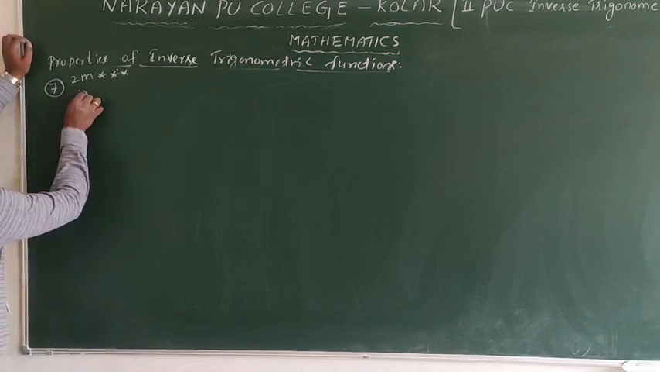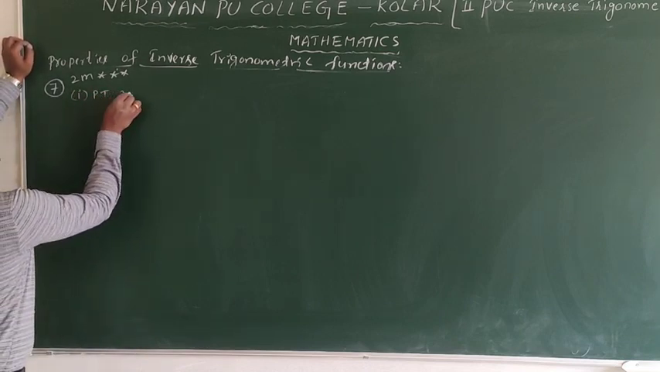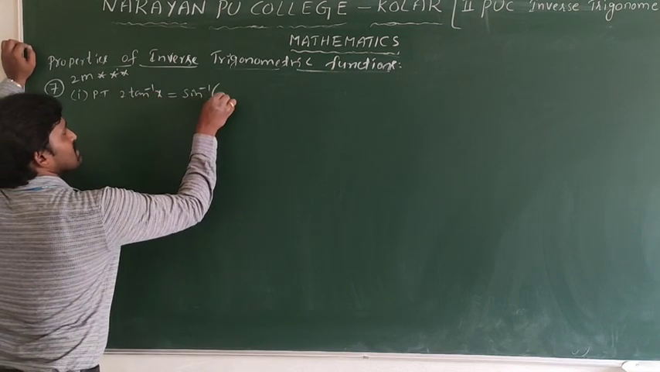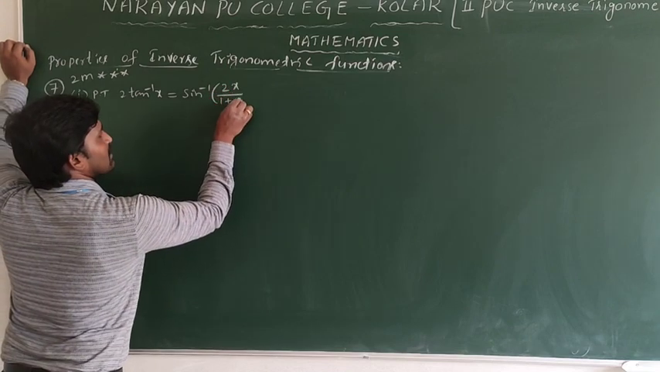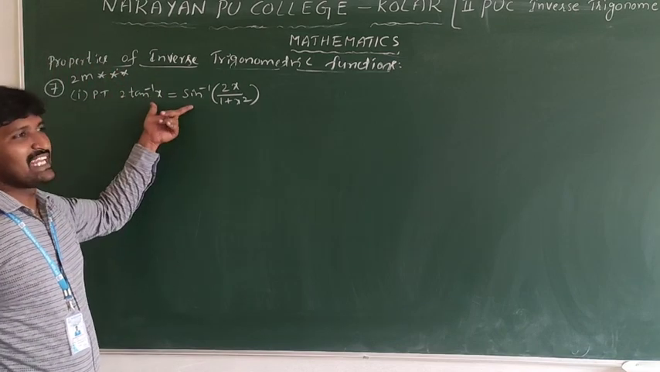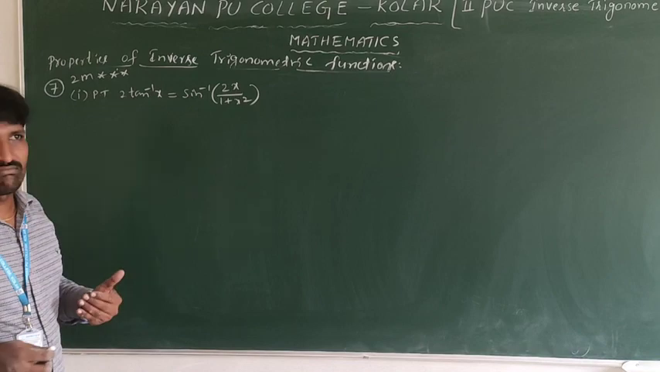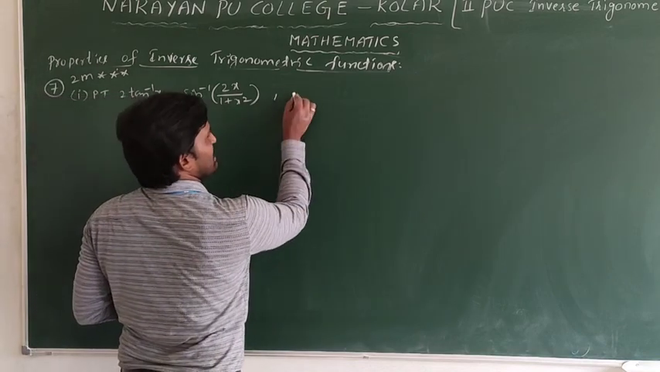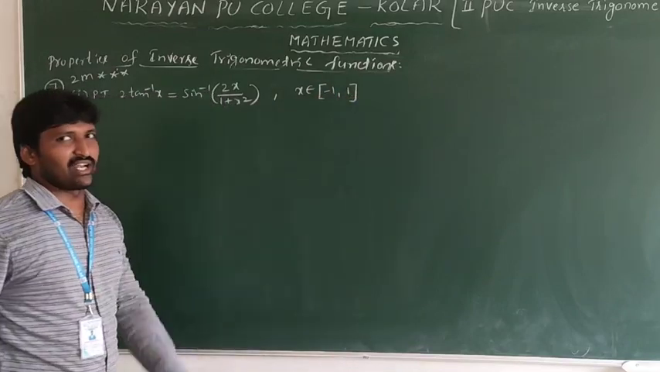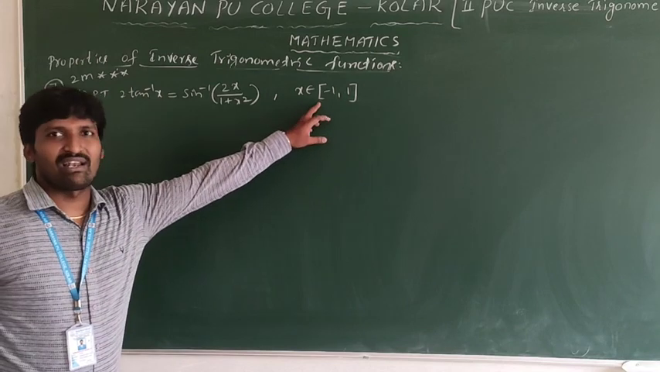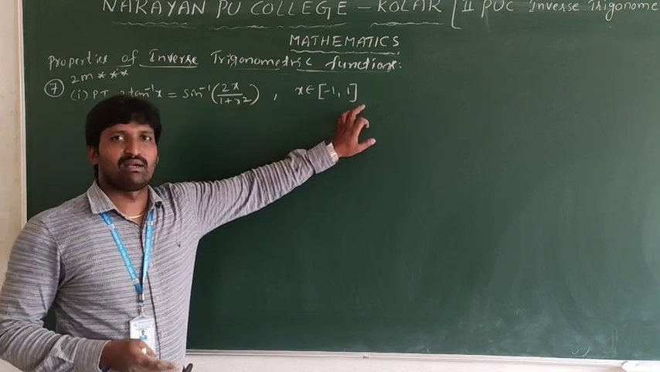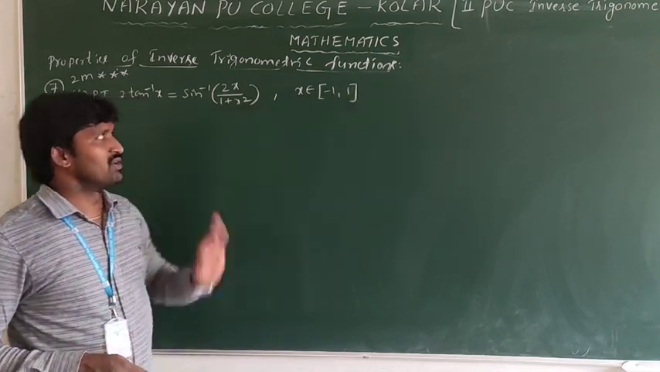This first one, prove that 2 tan inverse x equal to sin inverse of 2x by 1 plus x square. Here also sometimes there will be this property equation and they will ask the x value for a 1 mark question. Here what is the x value? Easily you can remember the domain of sin inverse: x belongs to the closed interval minus 1 comma 1. You can write this in several ways, but this is an easy way to remember it.